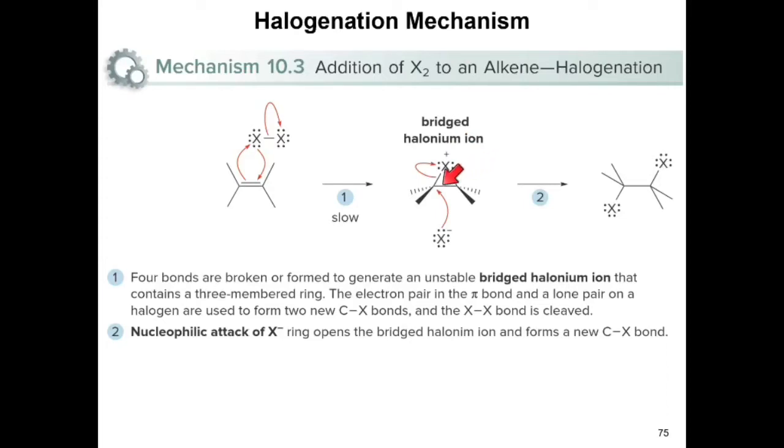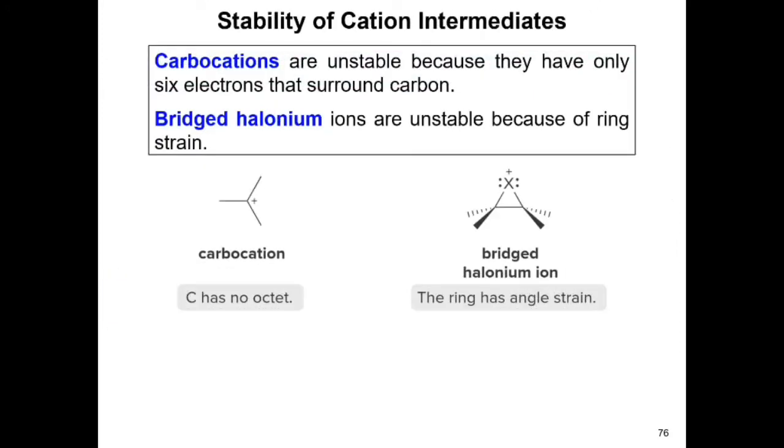And then the second step here is the nucleophilic attack. So the halide ion will act as a nucleophile attacking one of these carbon atoms, which results in the cleavage of the sigma bond between this carbon atom and this halogen atom. And so what we have is a vicinal dihalide. So here are some of the key differences and similarities between carbocations and bridged halonium ions. Carbocations are unstable because they only have 6 electrons, so they don't have a complete octet. On the other hand, bridged halonium ions are unstable because they contain a 3-membered ring, and so there's a lot of angle strain in this reactive intermediate.